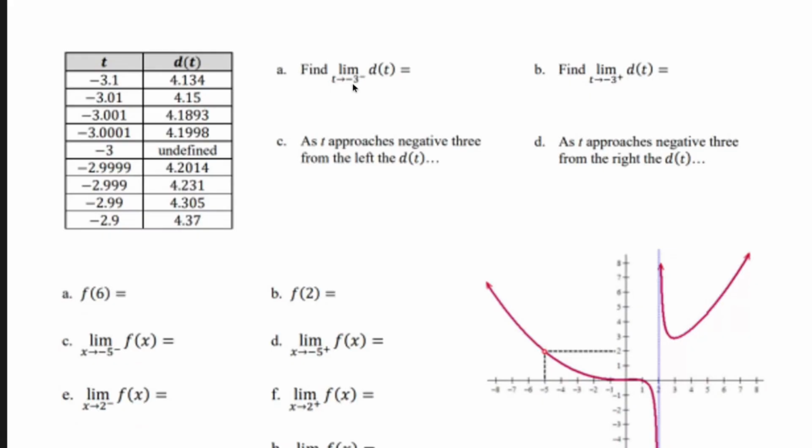I am approaching negative 3 from the left. Okay, so this is me being at negative 3 from the left. As I approach negative 3 from the left, it appears that I'm going to 4.19998. So we'll estimate 4.2. And as I approach negative 3 from the right, I think 4.2 is a safe bet.